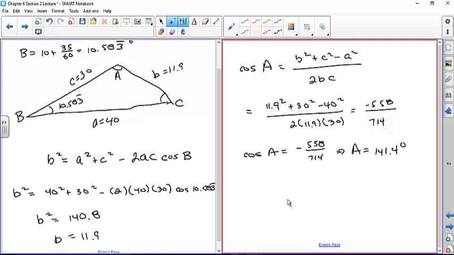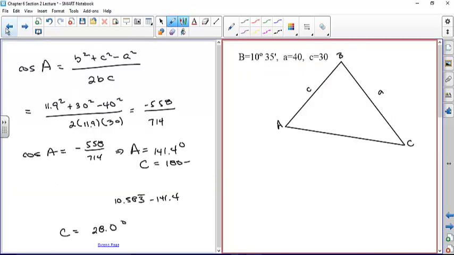And then finally, we need angle C. So C is 180 minus 10.583 minus 141.4. We get 28.0 degrees. Okay, so that's correct.